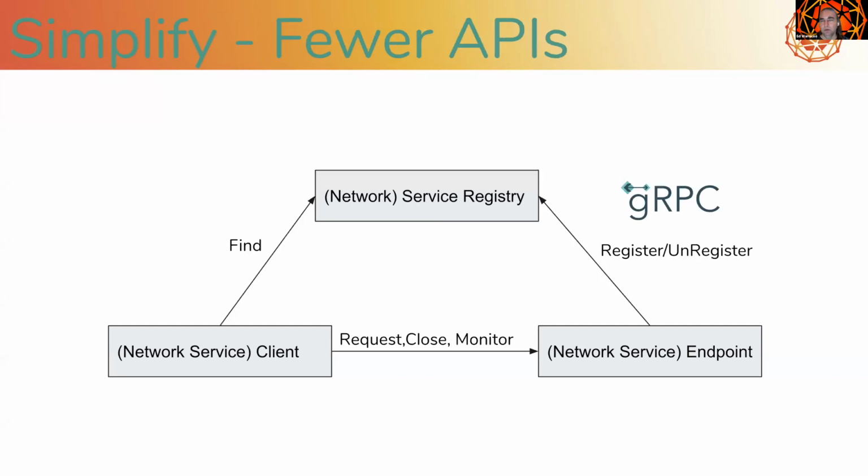And so from that, we could clearly see that fewer APIs was going to be better, right? So the network service endpoint was going to need to register and unregister with the network service registry. The network service client was going to need to potentially find, or something on its behalf was going to have to find, network services from the network service registry. And then our old familiar request, close, and monitor were still there, but it was all request, close, and monitor a connection for a network service.